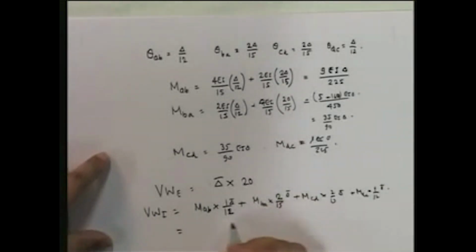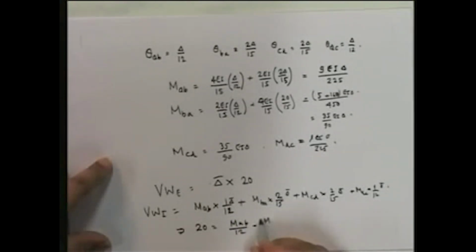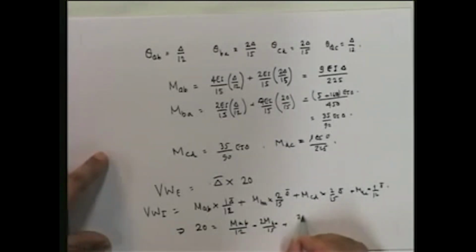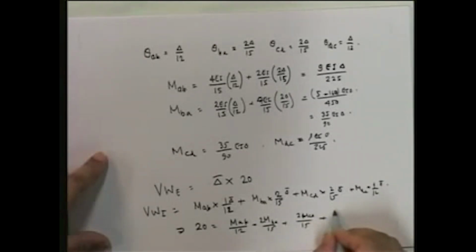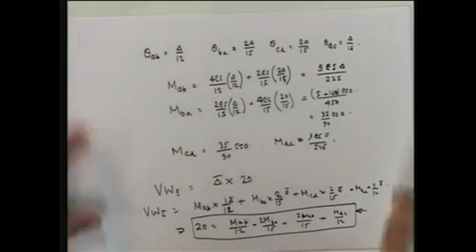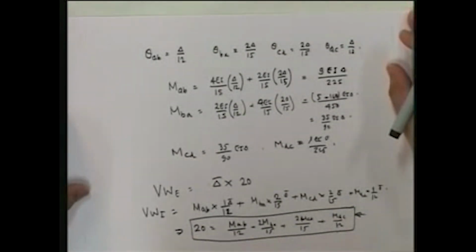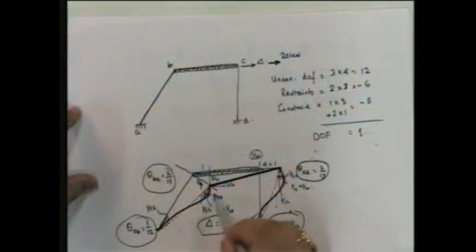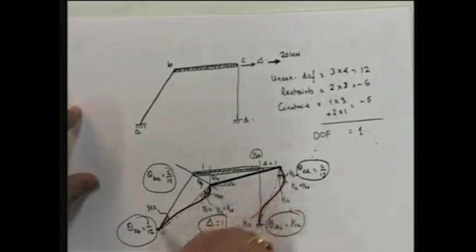So from this, if I put it in, I'm going to get that 20 is equal to MAB by 12 plus 2 MBA by 15 plus 2 MCD by 15 plus MDC by 12. See how easily we got the equation. If you had to do it by the other method, what would you have to do? Well, you'd have to find out all the moments. You would have to solve everything, find all the reactions, and from the shear and the axial force, you would then get the horizontal reaction, and then equate the horizontal reactions of these two to 20. It will take you a few hours to do that.